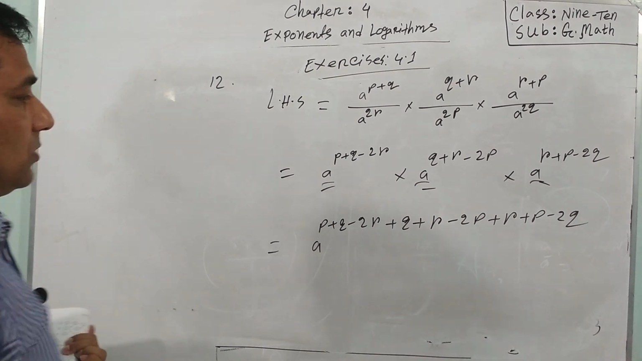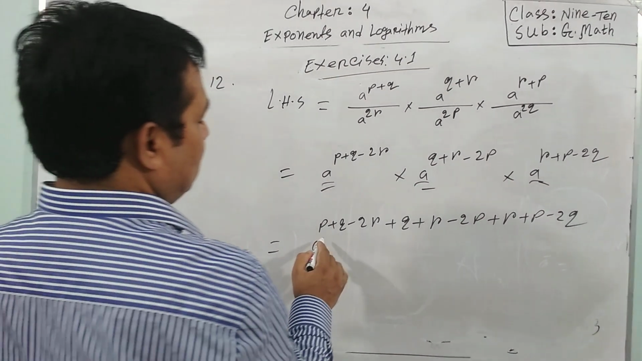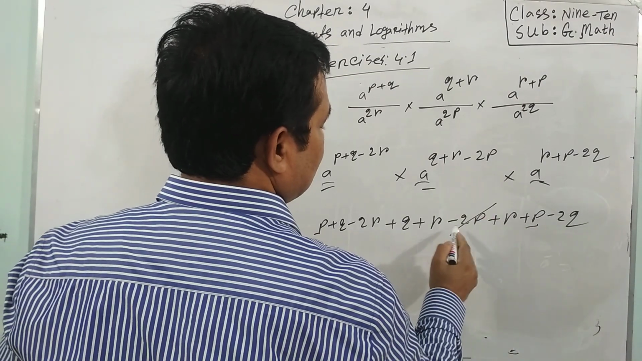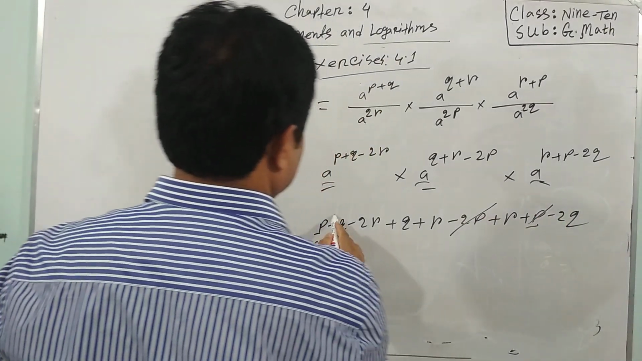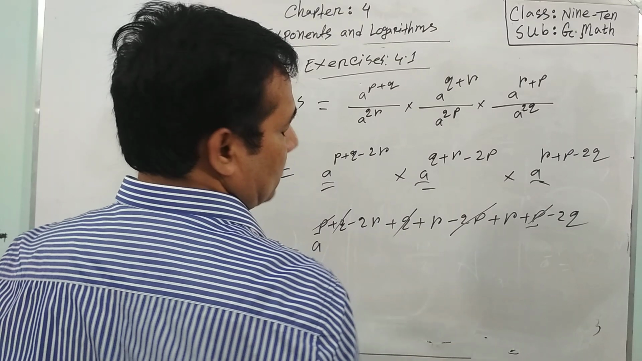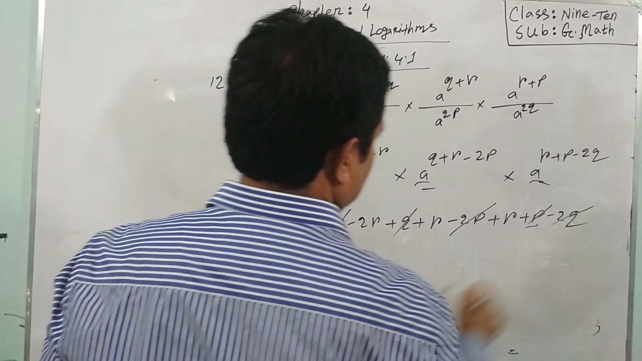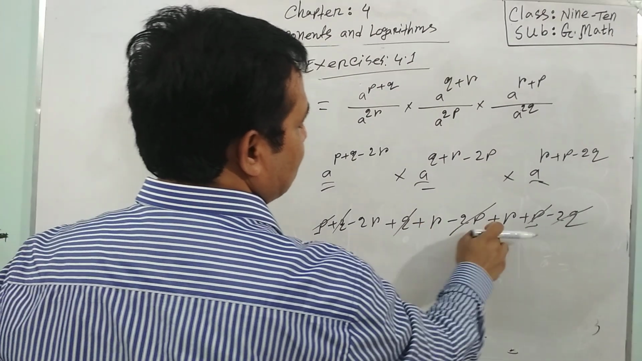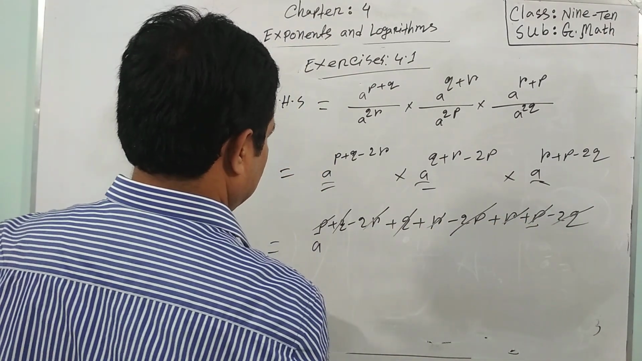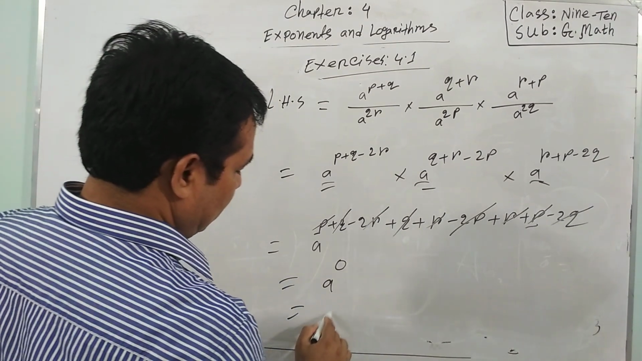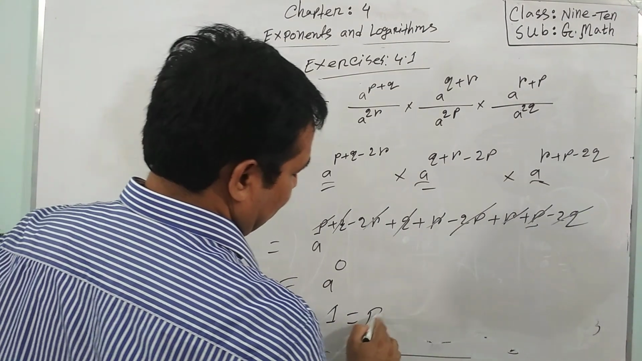Now we have to add it. p and p, 2p minus 2p cancel, plus 2q minus 2q, plus 2r minus 2r, so a to the power 0. This is the index formula. A to the power 0 means 1, which equals the right hand side.